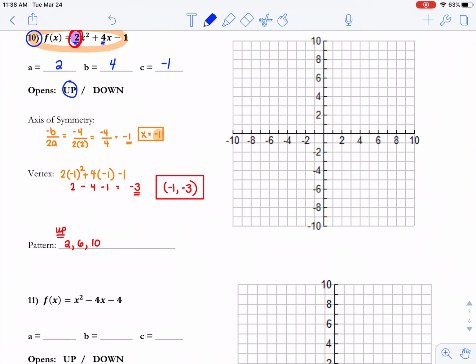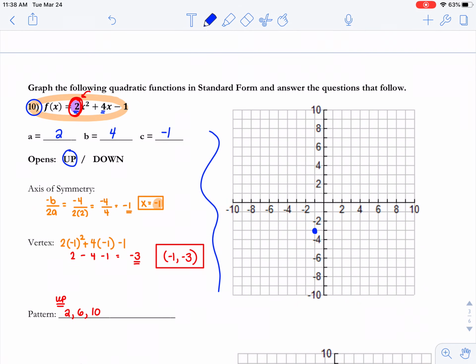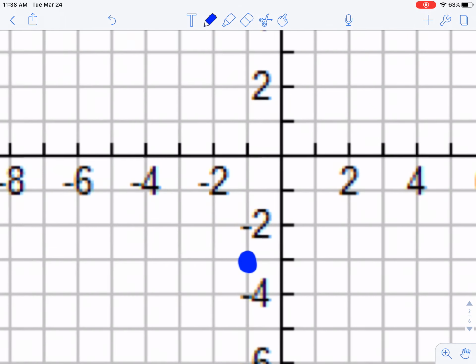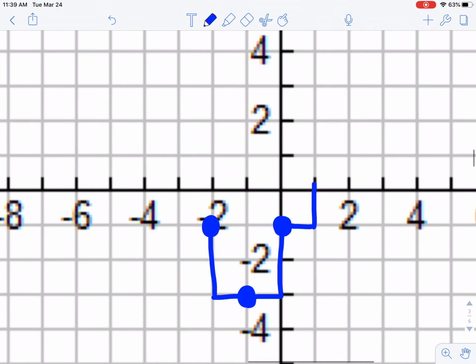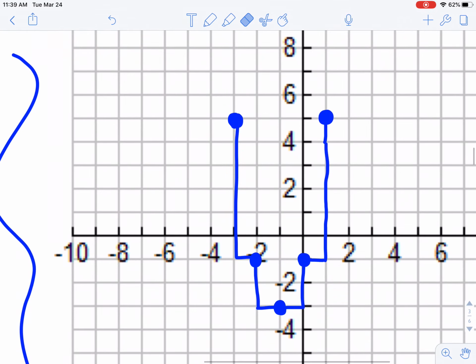All right, we have all this information. Let's just put it on the graph, starting with the vertex at -1, -3, right there, boom. From there, we're going to count the pattern out. We're going up 2, up 6, and then up 10. Over 1, up 2. Over 1, up 1, 2, 3, 4, 5, and 6. And it's symmetrical, so instead of counting, I'm just going to match it on the other side, and going up 10 won't fit on the graph, so I can be done.